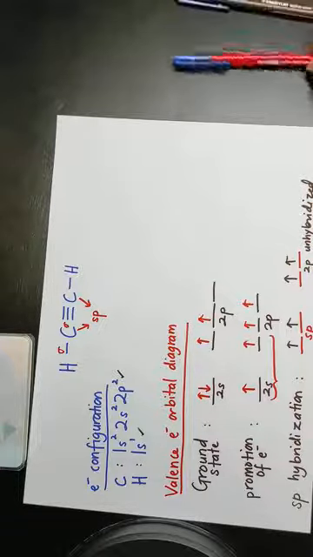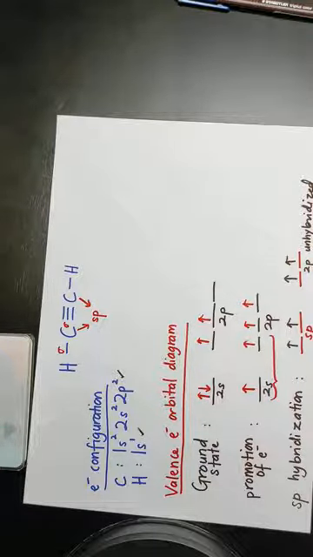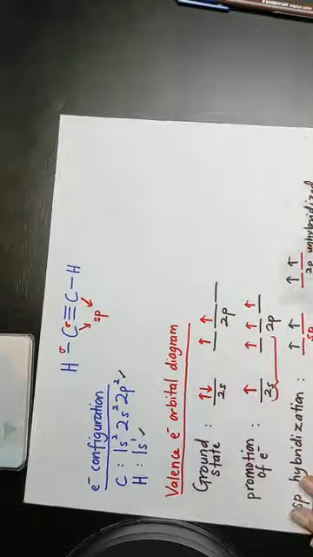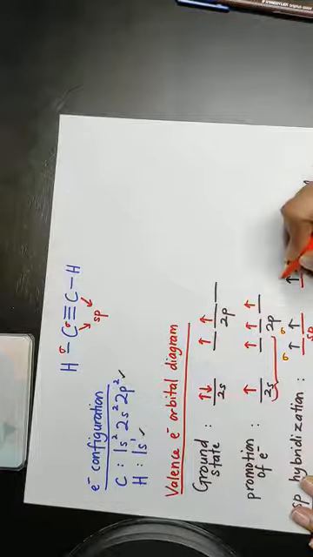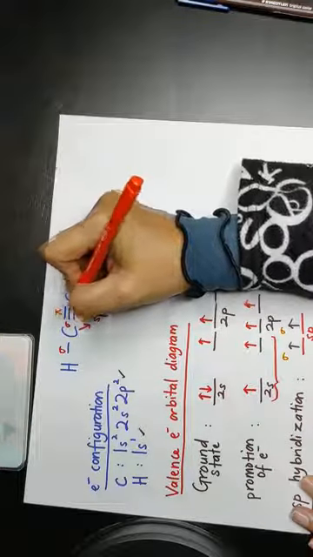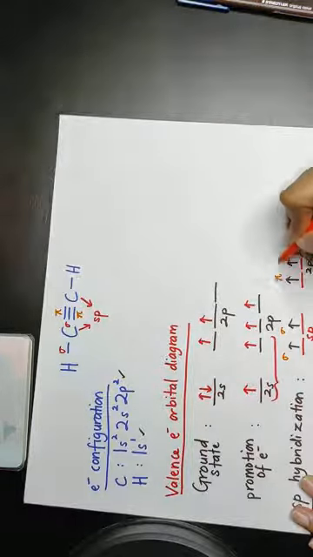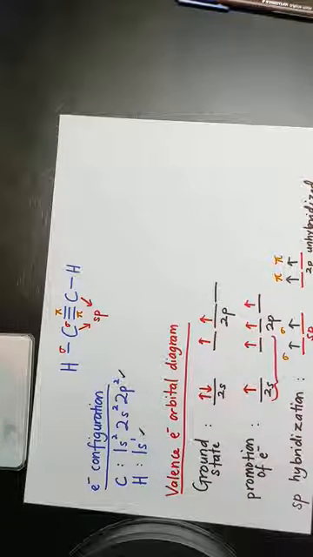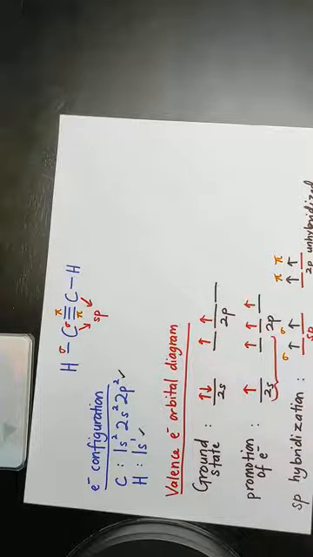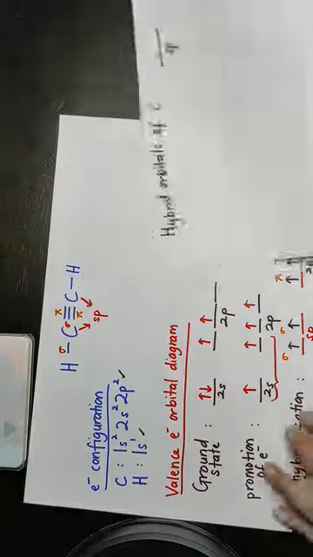From the sp hybrid orbitals, you can see these electrons will be used to form 2 sigma bonds for each carbon atom, and these 2 unpaired electrons occupying the 2p unhybridized orbitals will be used to form 2 pi bonds. Alright, so now let's continue with drawing the orbital overlapping.